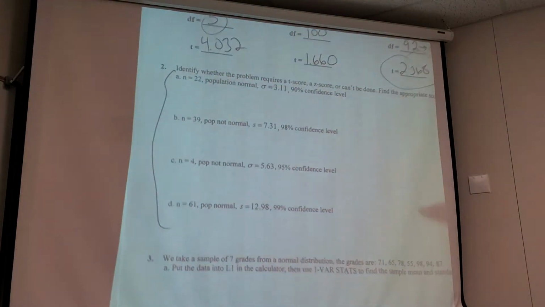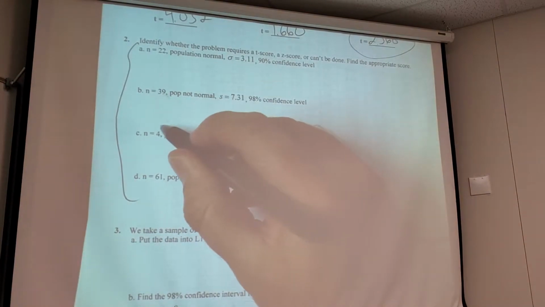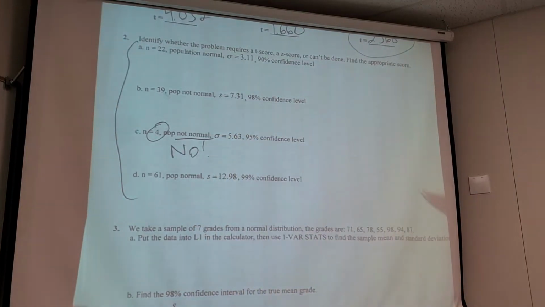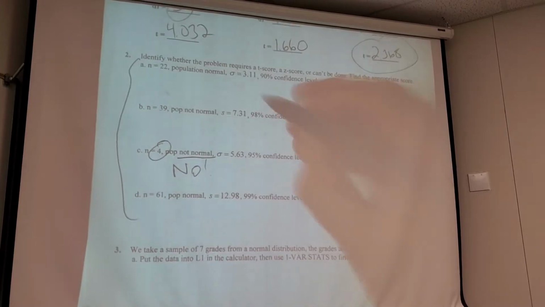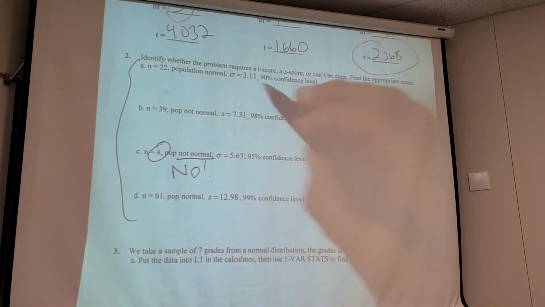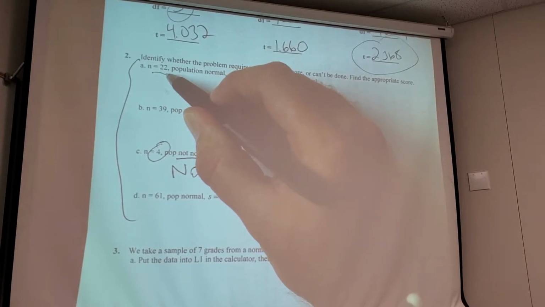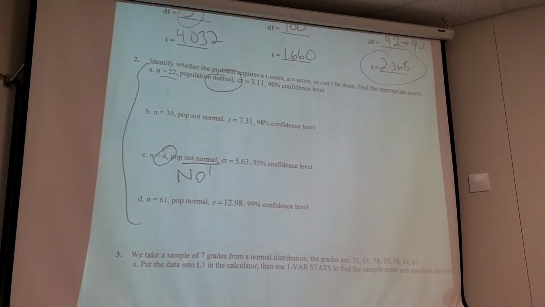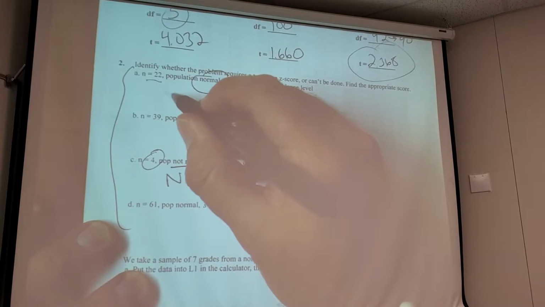I like it. Which one of these can you not do on number 2? C. It's not normal. Does the sample size save me? No. So it can't be done. Up here, n is not greater than 30. Oh, but I'm told it's normal, so it doesn't matter what the sample size is, right? So I know I can do something.